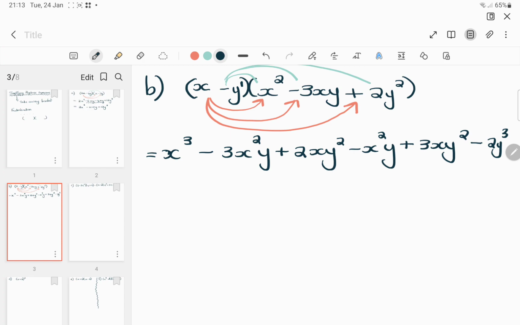Good. Now, I love working with highlighters. Use your highlighters, people, to highlight all the like terms. So if we get the x squared y, so there's a negative x squared y, there's another negative x squared y, and then the other two over there is a positive 2xy squared and a positive 3xy squared. Okay, so there's all our like terms.